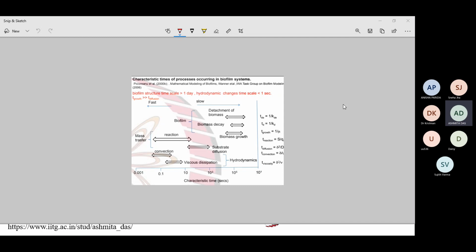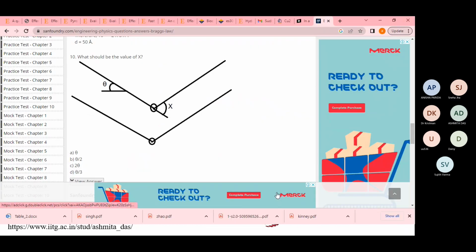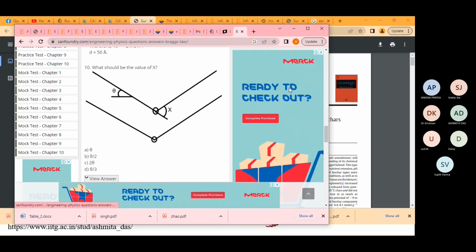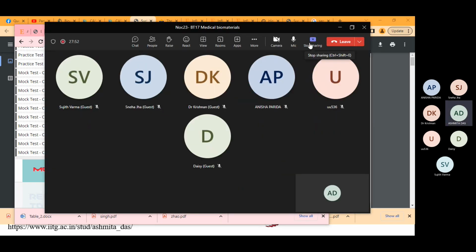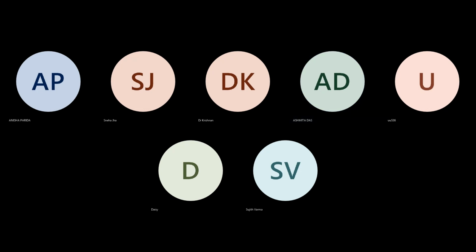So according to the study, it was found that biomass growth is one of the slowest processes as per the given description. Now moving to the next question.